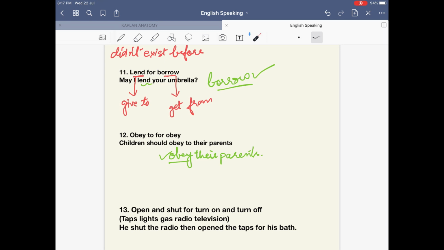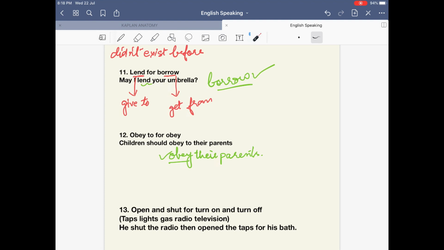The next sentence tells a very common error that we usually make. That is open and shut for turn on and turn off. We use these expressions with these verbs with taps, lights, gas, radio, television. We commonly hear "turn on the television, turn on the taps." We don't use "open the tap, open the gas, open the television." This could be quite absurd. So, here this sentence I am reading for you. "He shut the radio, then opened the taps for his bath."